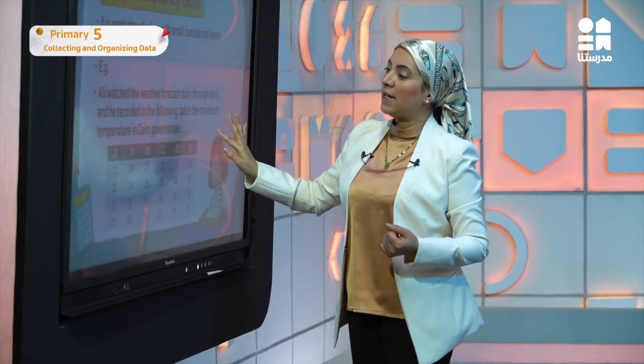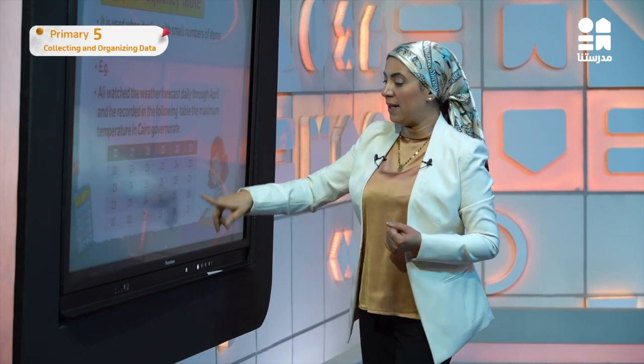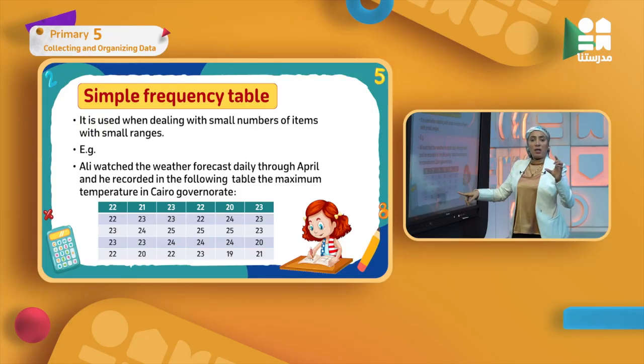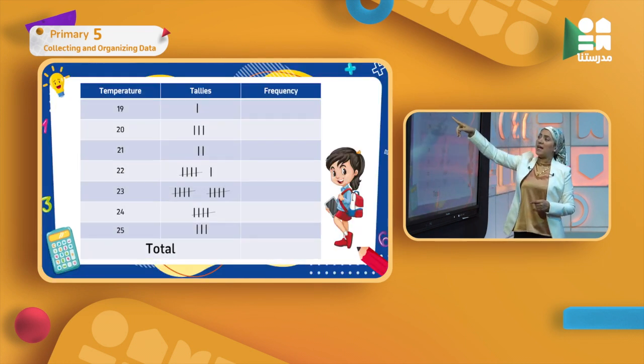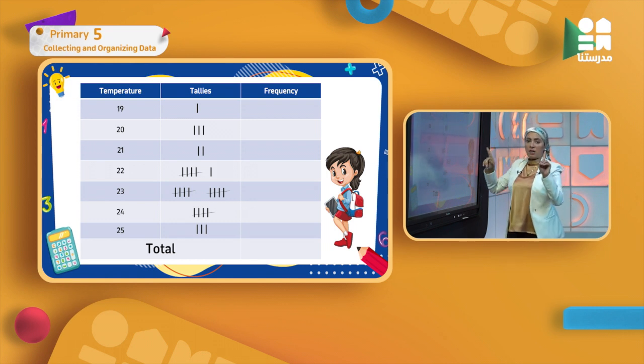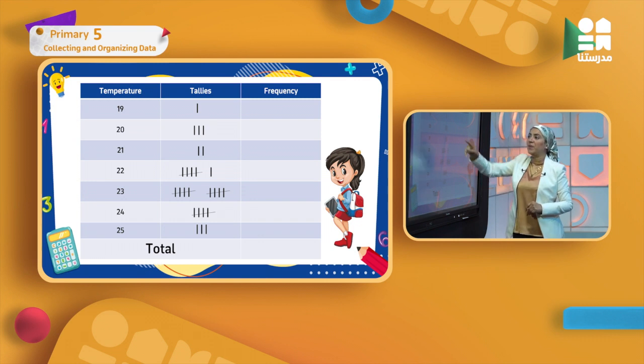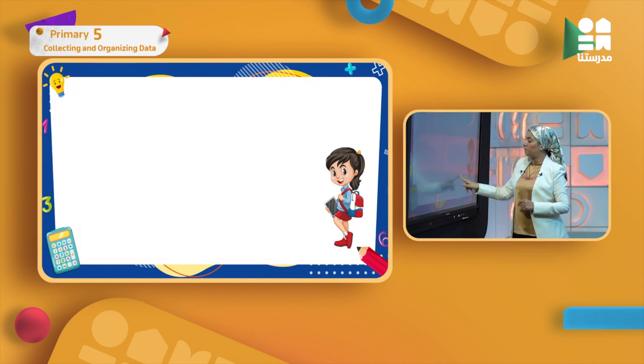فإحنا لو رجعنا تاني للتيبل هشوف هنا ال 19 which is the smallest or the lowest temperature that Ali has noticed that took place in April. How many times did 19 happen or take place in April? Only one time. Then here in the tallies 19 اتكررت مرة واحدة بس and that's why I have put only one tally. And now the 20.